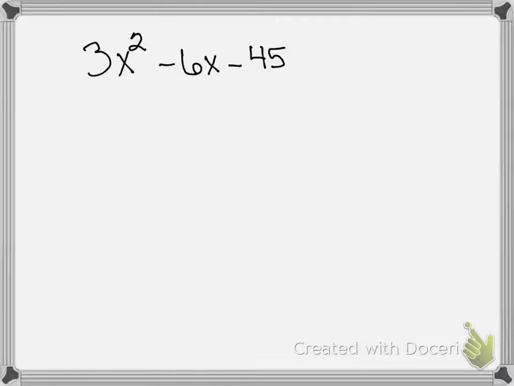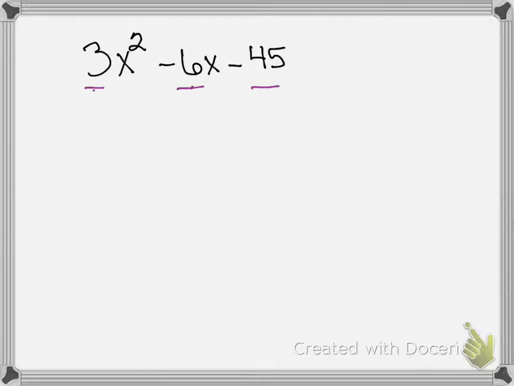So if we look at this one, guys, we notice that there is a number in front of x squared. So you're going to have to check for a GCF. Well, if you look at 3, 6, and 45, we know that 3 will go into itself. We know that 3 will go into 6, and then 3 will go into 45. And if you're ever not quite sure if a number will go into another one, just type it into your calculator and then just see if you get a decimal or not. If it doesn't give you a decimal, then you're good. That the number you divided by will go into it evenly.